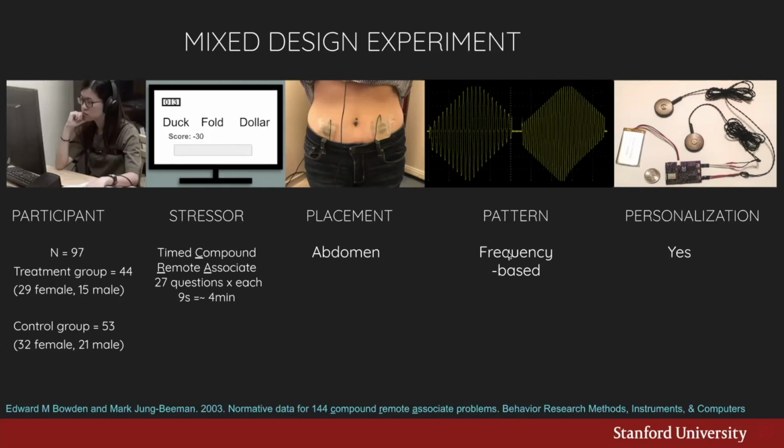So based on our PIV paper, we use the abdomen for the placement, and we use this pattern of vibration that is frequency-based. You can see the 2 vibrations. The dual phasicness comes from 2 different frequencies. And of course, we had a personalization procedure. To establish a causal impact of the pacer, we deployed a mixed design experiment.